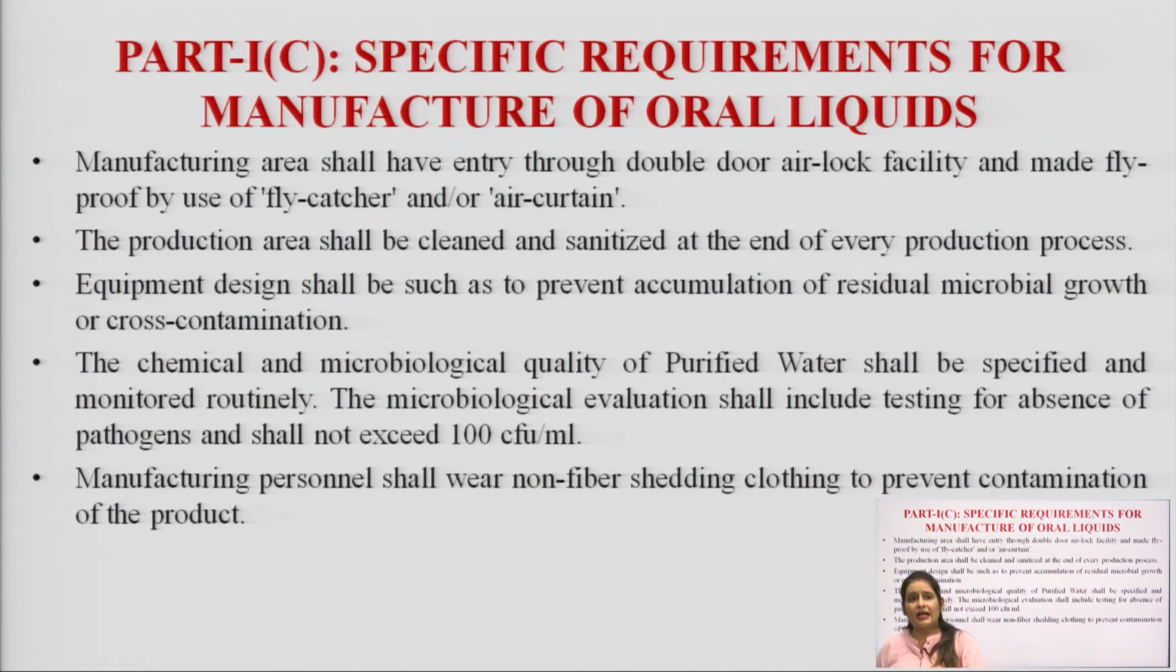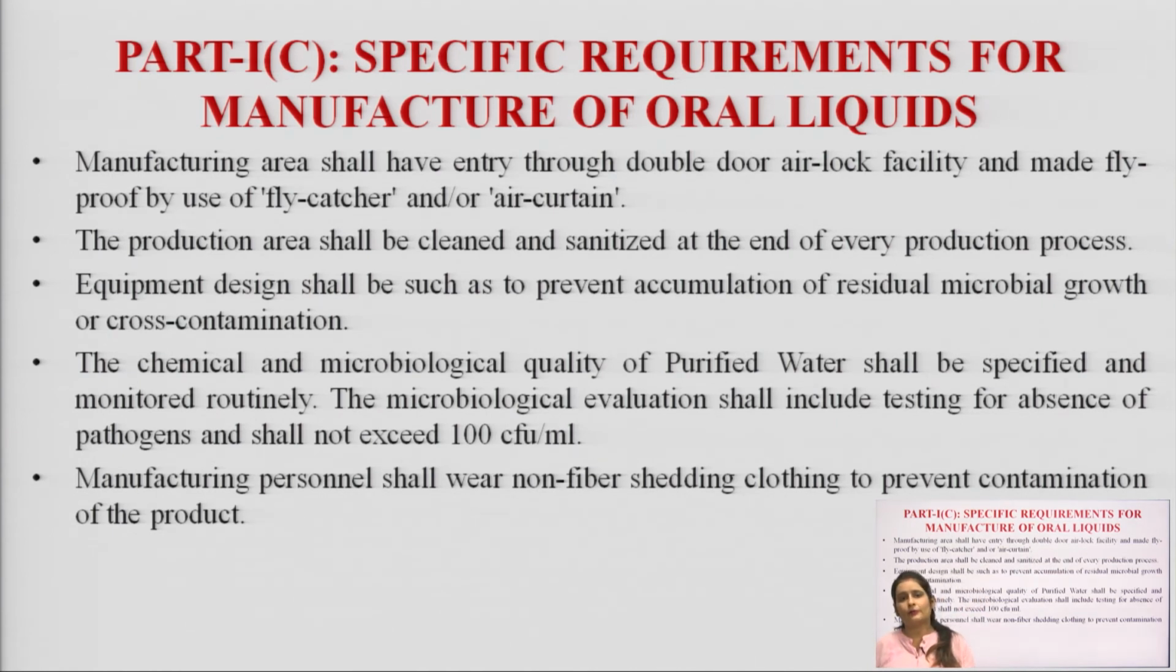Manufacturing area shall have entry through double door air lock facilities to minimize contamination, and the production area shall be clean and sanitized properly, and the equipment design shall be such as to prevent the accumulation and collection of microbial growth or cross contamination. The equipment should be designed in such a manner that cross contamination and microbial growth can be minimized, and the risk of error can also be minimized.